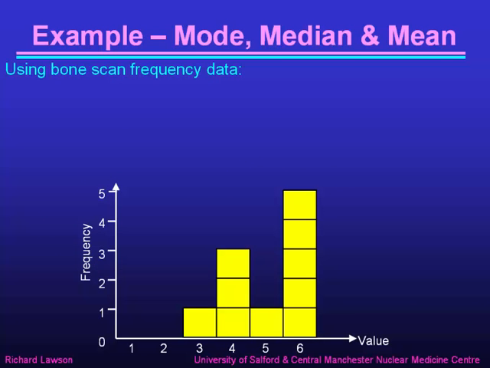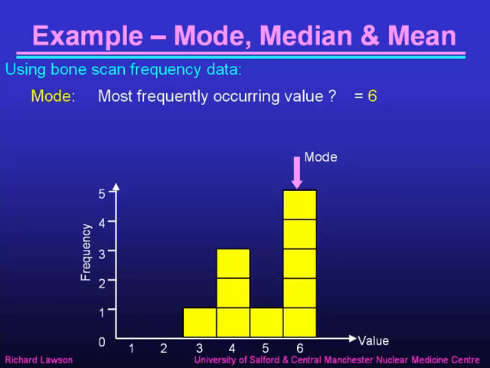Here's an example of looking at the mode, the median, the mean for our bone scan frequency data. We've already seen this histogram of the frequency of different numbers of bone scans each day. So if we look at that distribution, what do you think is the mode, the value that most frequently occurs? Well, clearly the tallest block in that is 6. 6 is the modal value, but it occurs on 5 days more than any other. So the mode is very clear.